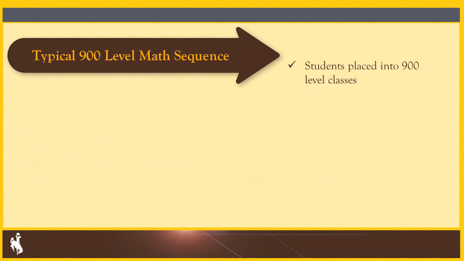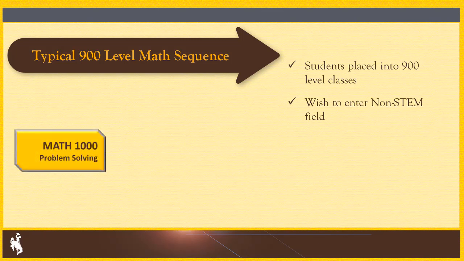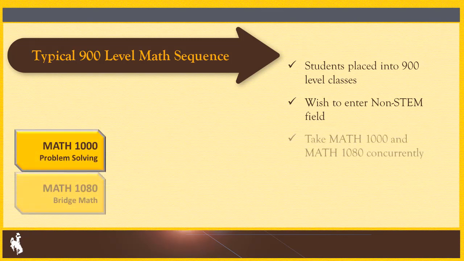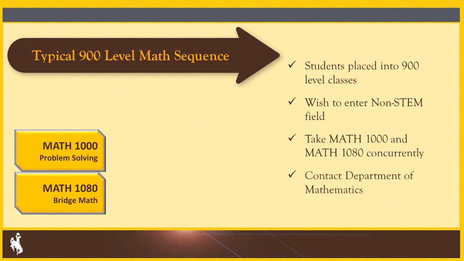Students who place into 900 level math classes and wish to go into a non-STEM field do have the option of moving straight to Math 1000, problem solving, if they also register for Math 1080, bridge math, for the same semester. Students interested in this option should contact the Department of Mathematics for details on how to enroll.